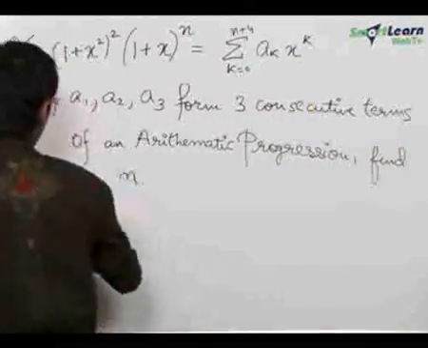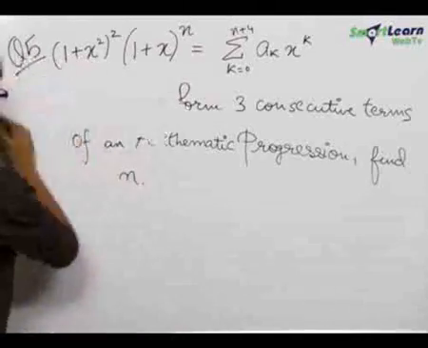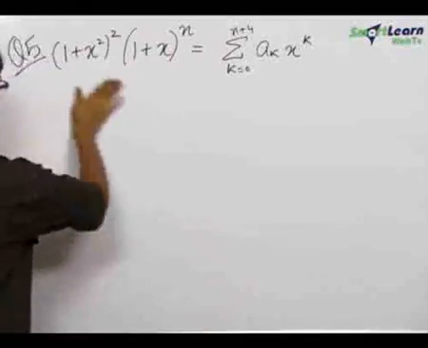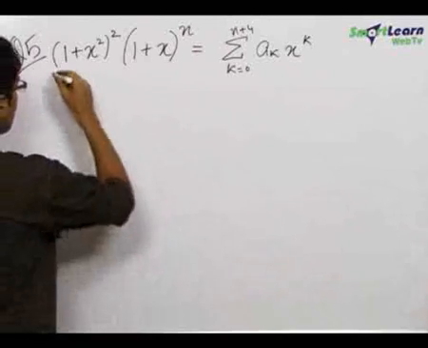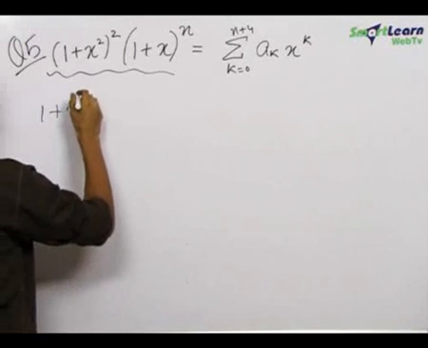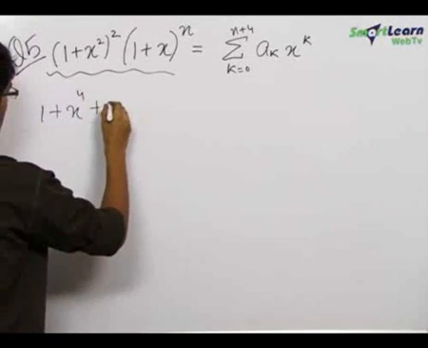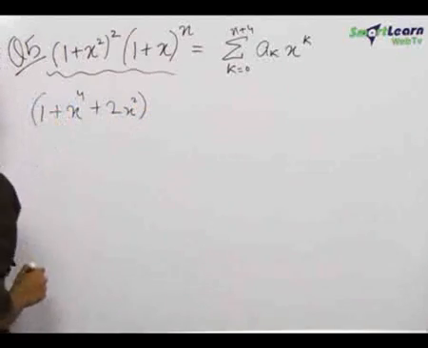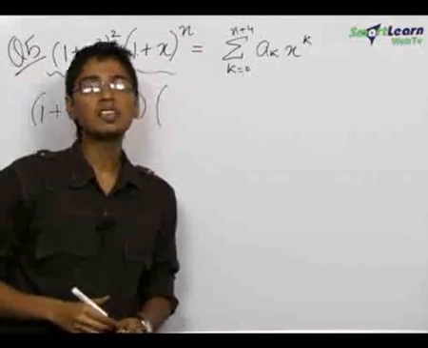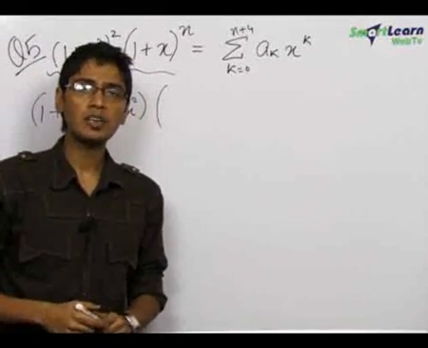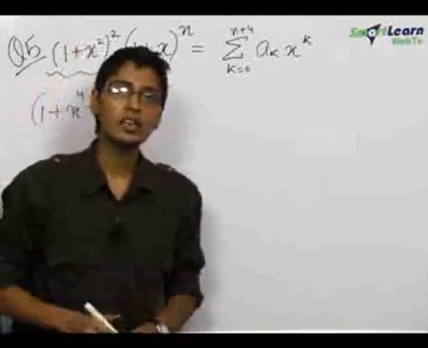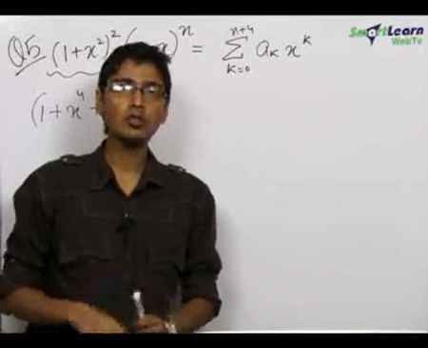Now, in order to proceed with this problem, what we first do is we open the brackets and write the LHS more clearly. What we get is (1 + x⁴ + 2x²) into the expansion of (1 + x)ⁿ, which is equal to nC0 + nC1 x + nC2 x² up till nCn xⁿ. This is the most basic and the most general expansion in the chapter of binomial theorem, which all of you should remember.